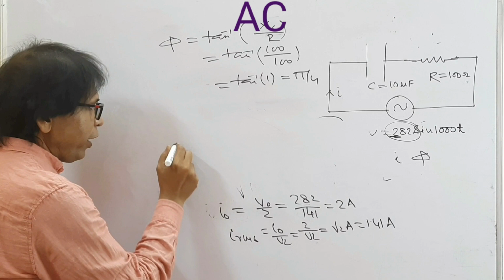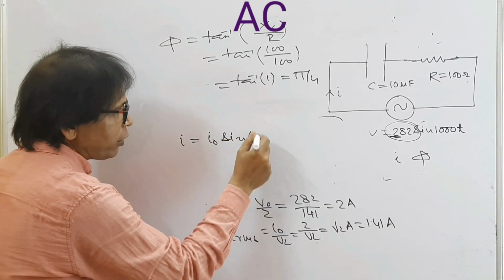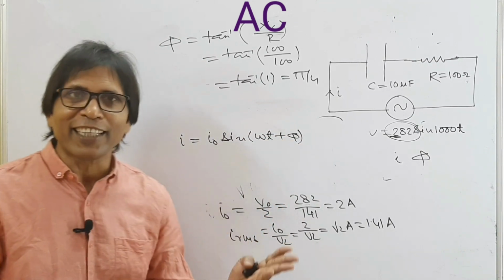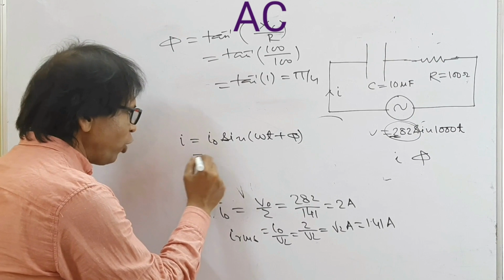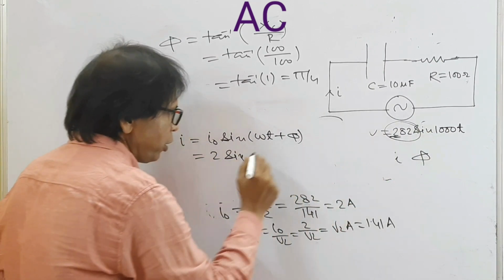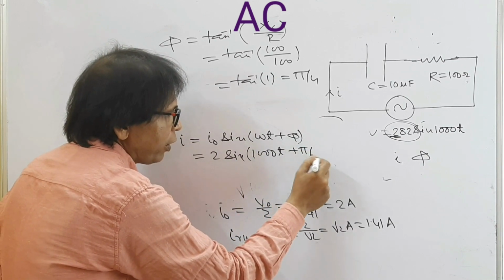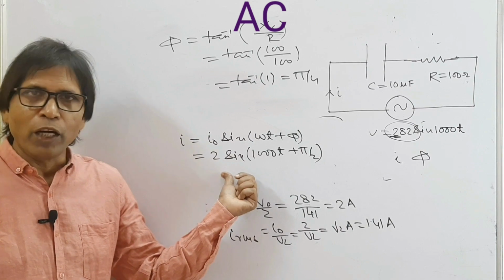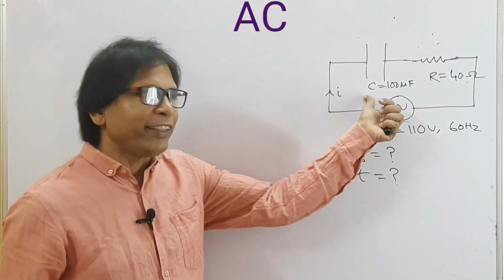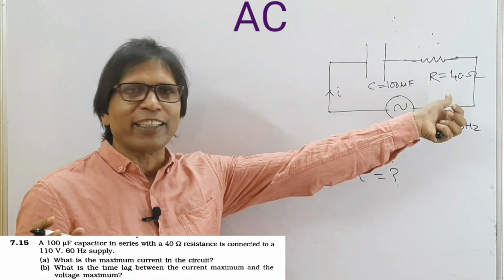Okay. Now instantaneous value of current I equal to I naught sin omega t plus phi because it is a series RC circuit. Now look at this, I naught equals 2 and sine, omega is 1000, so this is 2 sin of 1000 t plus pi by 4, the instantaneous value of current in the AC circuit. Okay, look at this, this is a series RC circuit.